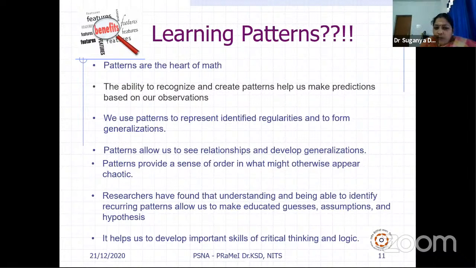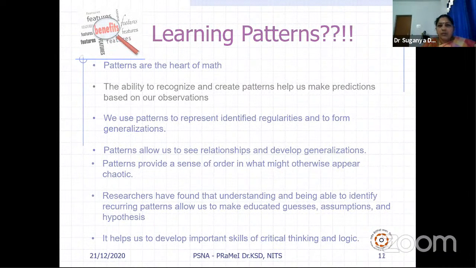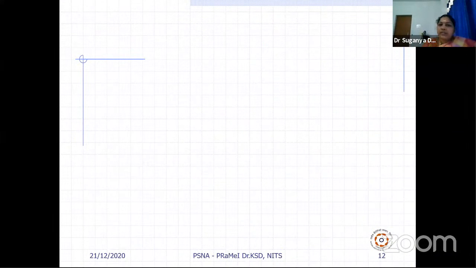So the researchers have found that understanding and being able to identify recurring patterns allow us to make educated guesses, assumptions, and even hypotheses. So the base for these things is the patterns, and it helps us to develop important skills of critical thinking and logic, obviously. So in order to increase critical thinking, only these things are embedded in the school curriculum itself.